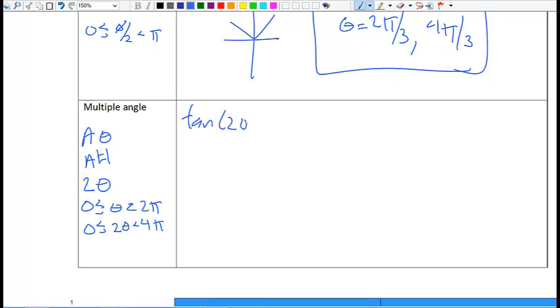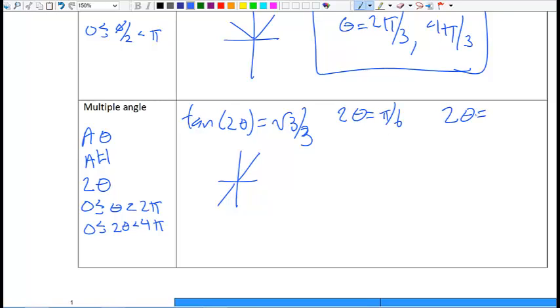So, let me give you an example of this. Say tangent of 2 theta equals square root 3 over 3. Where do I find tangent being positive? I find a positive tangent in the first and in the third. And so 2 theta would be, in the first quadrant, pi over 6. And then in the third quadrant, that would be 7 pi over 6.